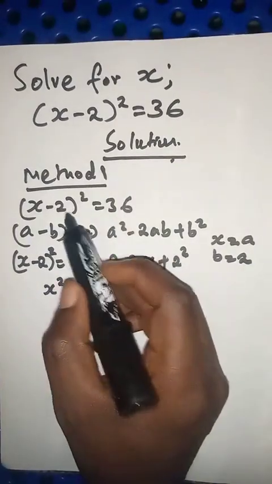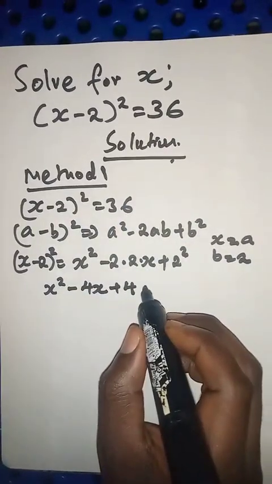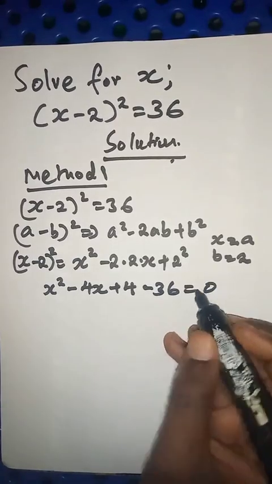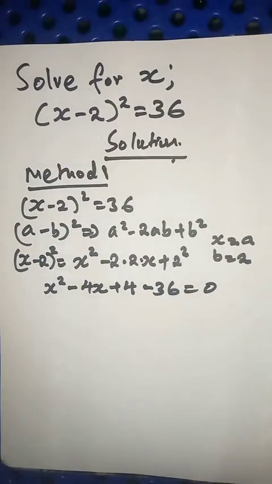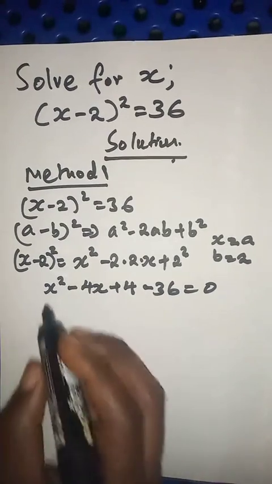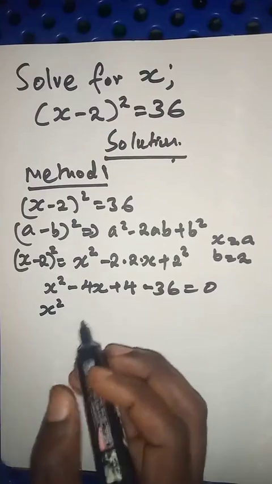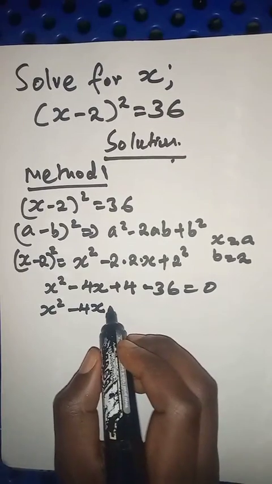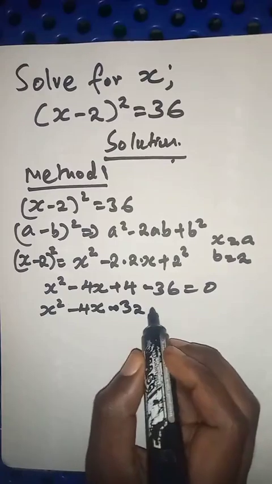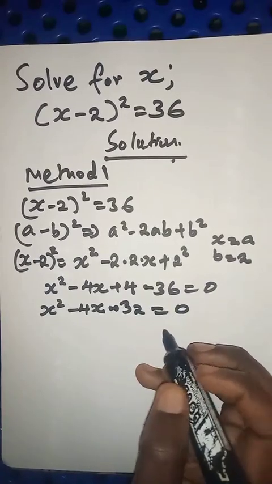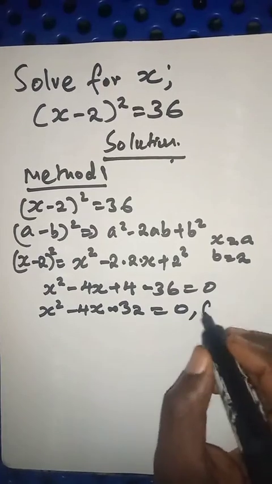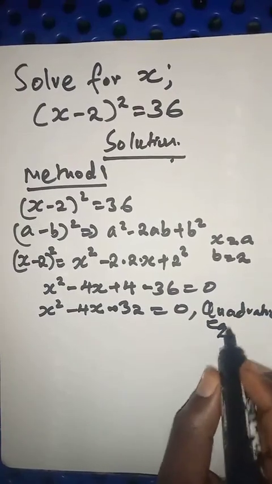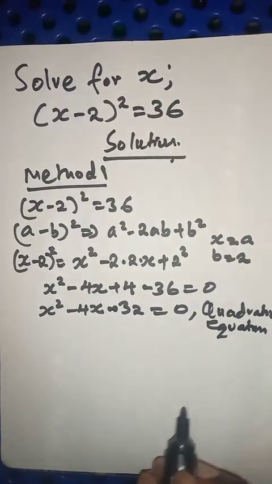Of course, this 36, I'm going to take it to the other side so that I have minus 36 is equal to 0. Collecting like terms, I end up having x squared minus 4x minus 32 is equal to 0. So this is a quadratic equation, but I'm going to solve it using the quadratic formula.